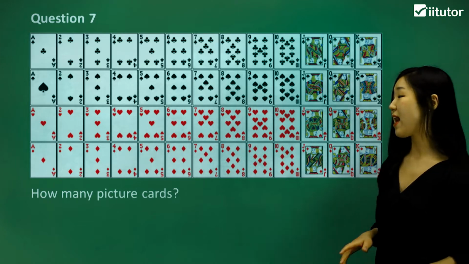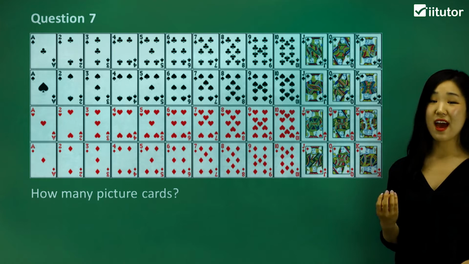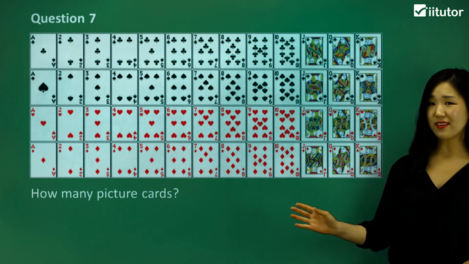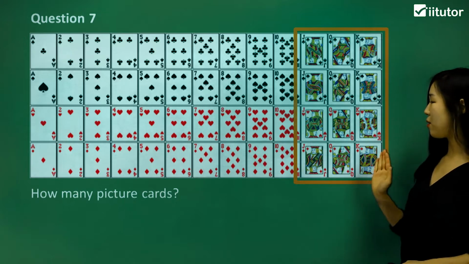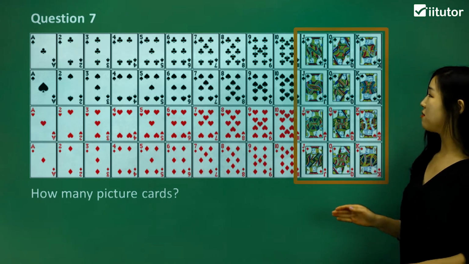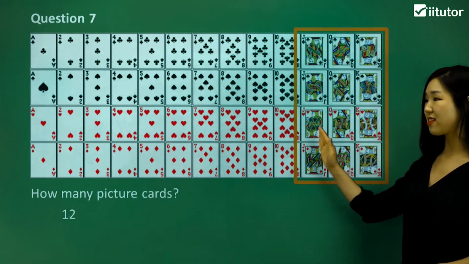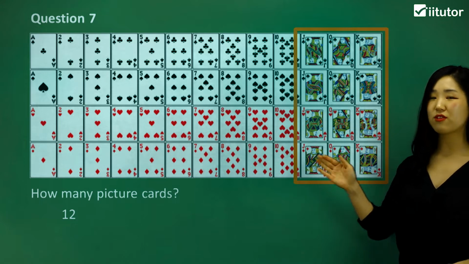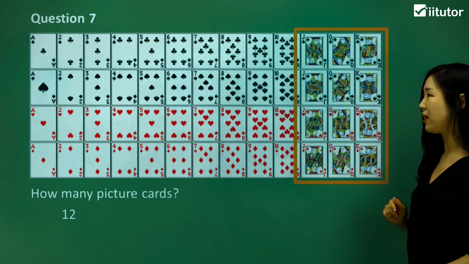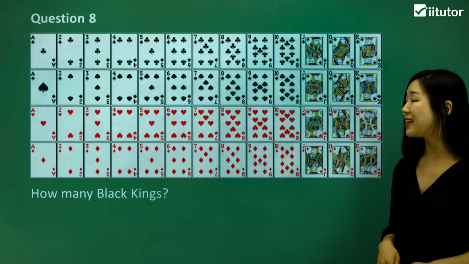Alright, let's look at the next one. How many picture cards? Now, picture cards are the ones that have pictures on them. By pictures, I don't really mean the shapes or the suits. It's these particular ones. See how they all have different unique pictures? These are the picture cards. So if you count them all, there are 4 by 3, which makes 12. Alright guys, so these are the picture cards, and you can know them as the Jack, Queen, King. Those are the picture cards. So try to remember that for me. Alright, the next one. Okay, how many black kings?